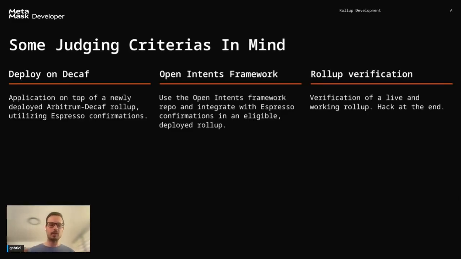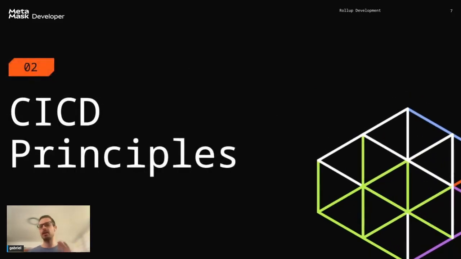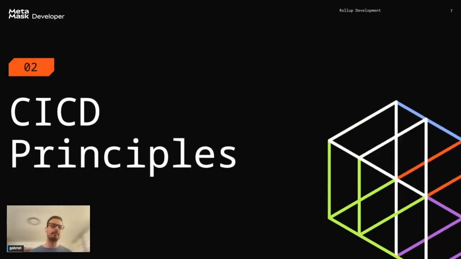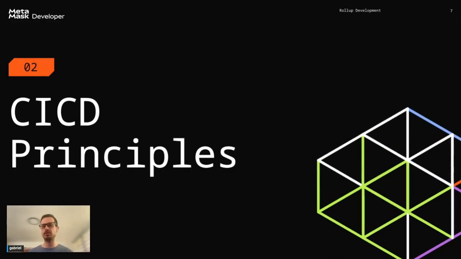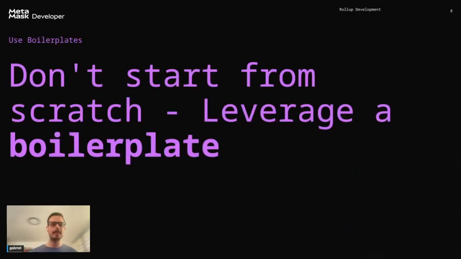So with that, I'll jump into some CI/CD principles. I'll go through 3 principles that I have typically leveraged in the past, in my experience developing with CI/CD and contract development. Use boilerplates. Don't start from scratch. Sometimes as developers and engineers, we get too curious and we want to start everything from zero. In hackathons, we want to move quickly. We want to show results as quickly as possible.